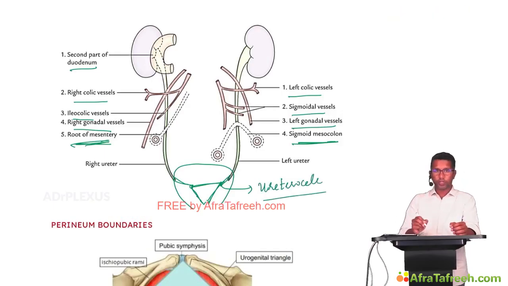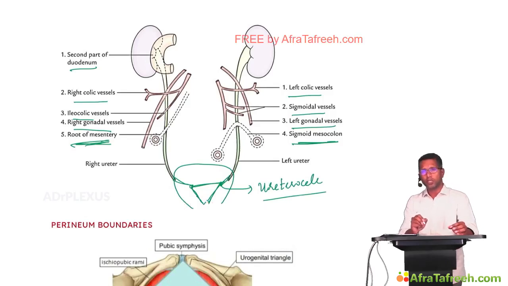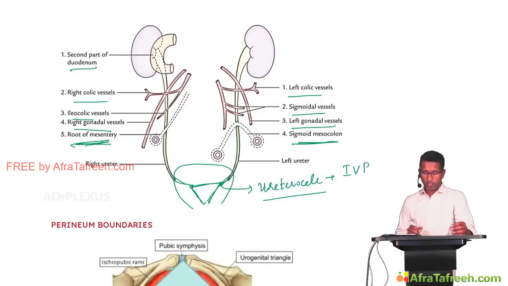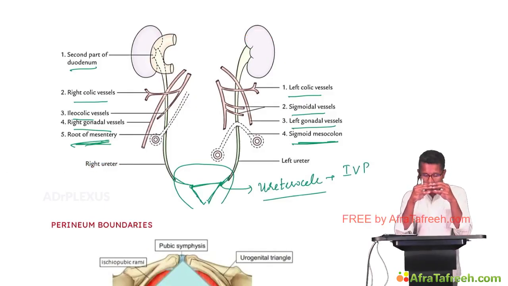What is called an ureterocele? Dilatation of the ends of the ureter is called an ureterocele. When you have an ureterocele and you do an intravenous pyelogram, what do you see? The dilation of the ends of the ureter is called ureterocele.